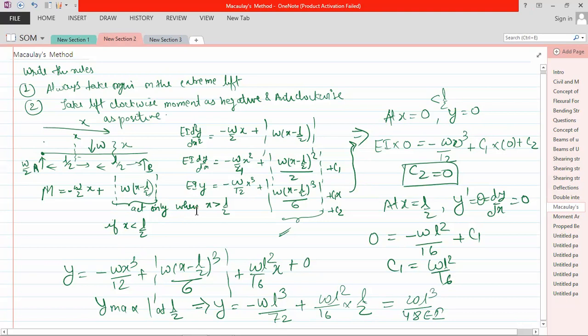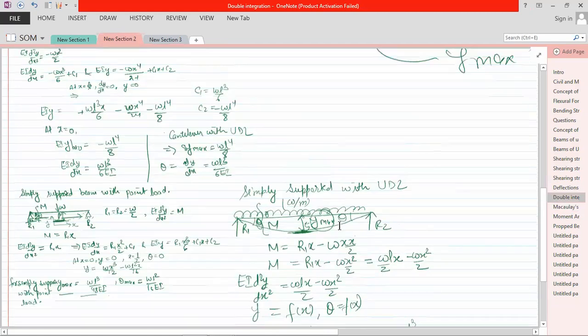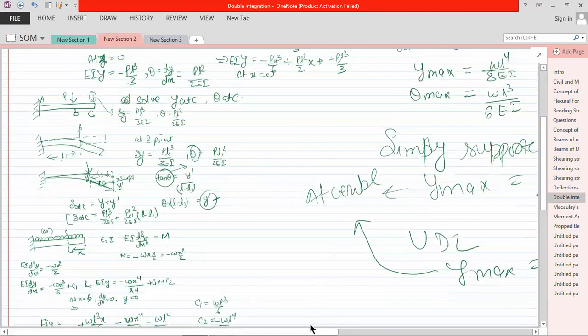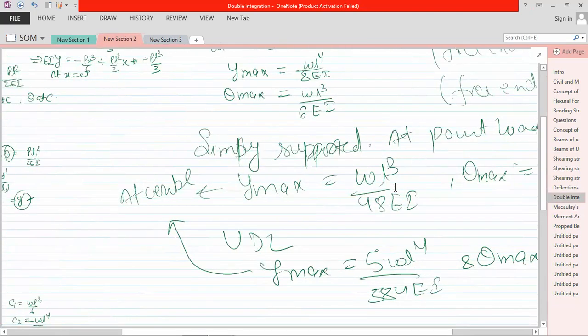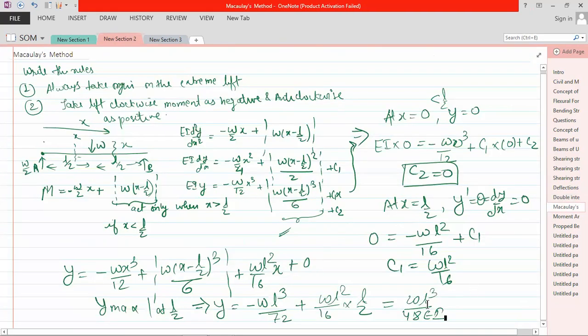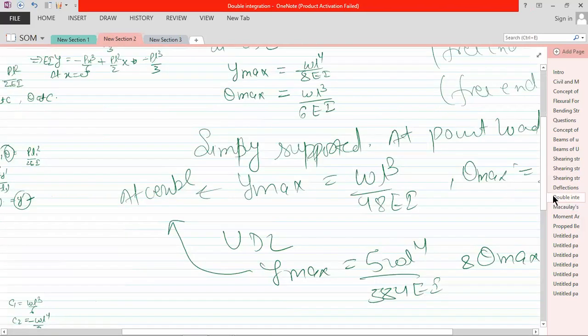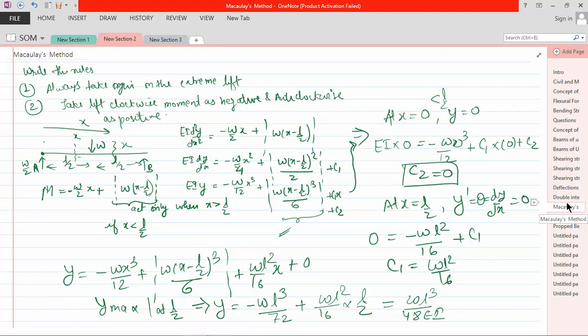I hope you remember that in this case also we obtained the same expression, and here also we obtained the same expression. Now, you can say we are doing double integration here also and there also, but let me give you another case. Suppose the load is not acting at the center and it is acting slightly left or right, then going with double integration will be very tedious. So you need to go with this method only.